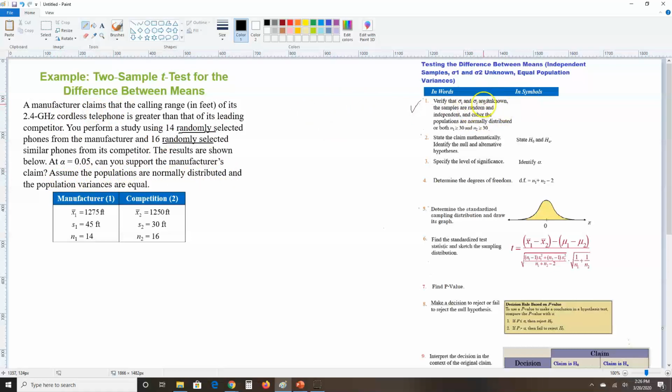And when you do not know sigma 1 and sigma 2, make sure that somewhere here it says the variance of each population are equal, and it does. Look, it says it right there. So we did step 1.